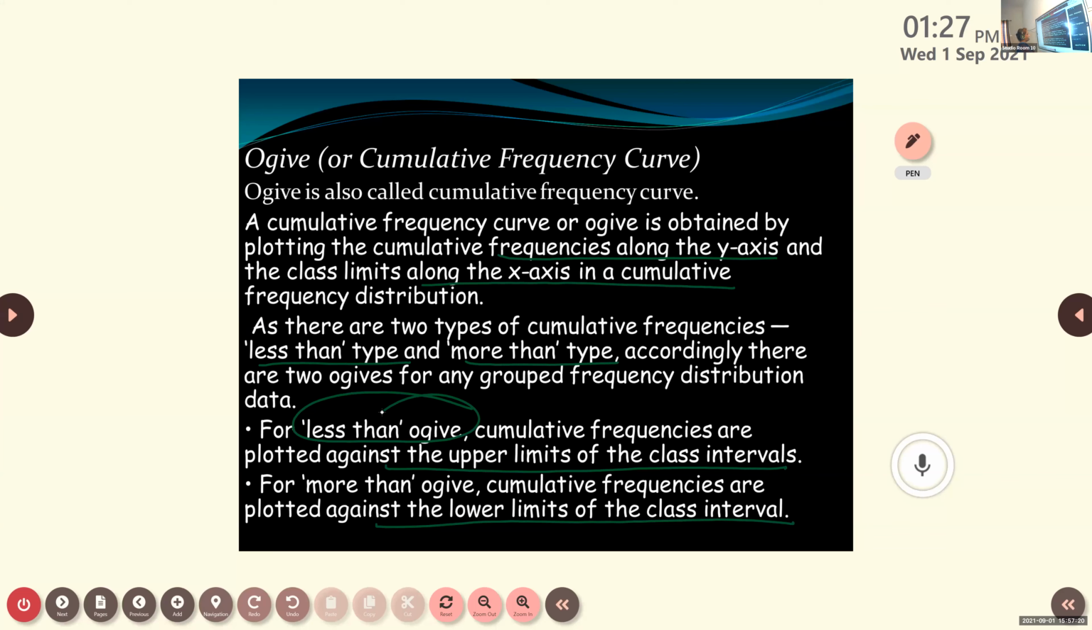Now, more than ogive, which limit do we have to use? Lower limit. Keep this in your mind. Don't make mistakes in this.